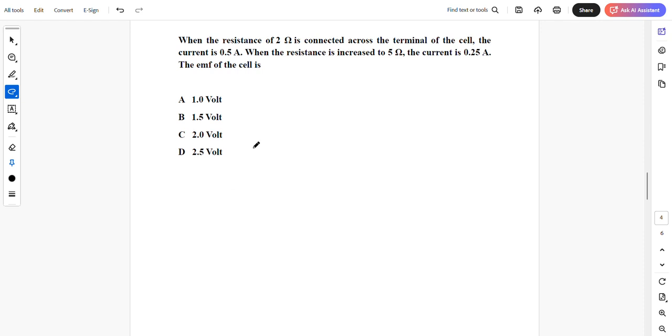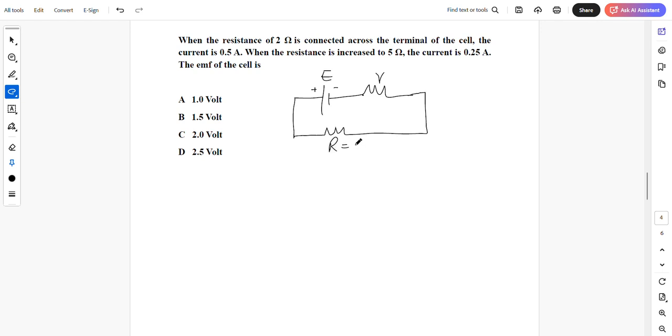Let us look at this problem. When resistance R is connected across the terminal of the cell, what is there? Plus, minus, right? And you will be having one internal resistance r. This is r, this is E. Understood? The current is 0.5 amperes. Okay, this is the terminal.